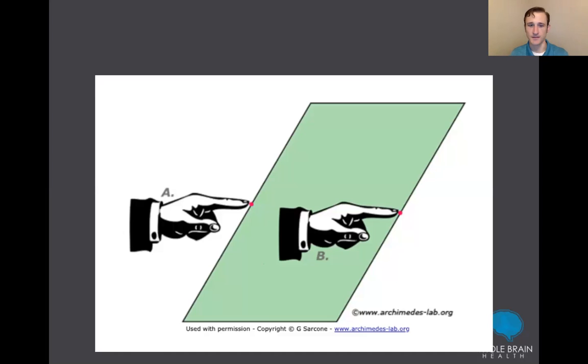You'll see a few things here. You're going to see a green shape. You're going to see a point A and point B. Don't worry so much about the hands, but you want to focus on those red dots. So there's going to be red dot A and red dot B. Now the question for you here is which of these dots is in the middle of the lines that they're on? I'll give you about 10 seconds to take a look at it.